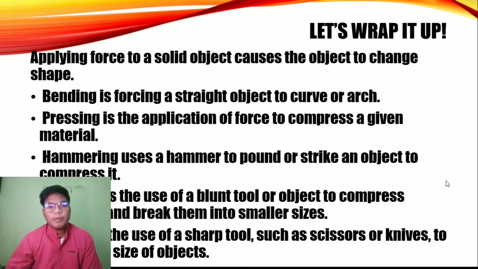Crushing is the use of a blunt tool or object to compress materials and break them into smaller sizes. Cutting is the use of a sharp tool such as scissors or knives to reduce the size of objects. And that's all about changes in solid materials.